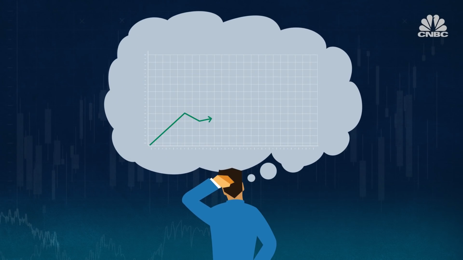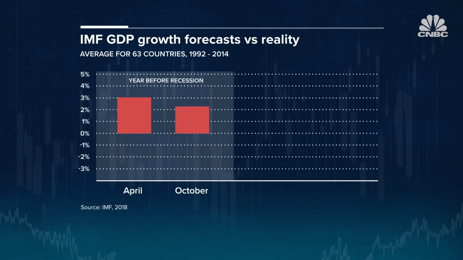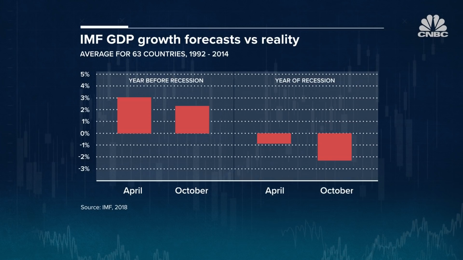In fact, IMF research itself has shown that economists often fail to predict recessions. An analysis of 63 countries from 1992 to 2014 found the IMF consistently overestimated GDP growth leading up to a recession and only revised growth downwards once the downturn was already happening. Other papers have uncovered similar findings.